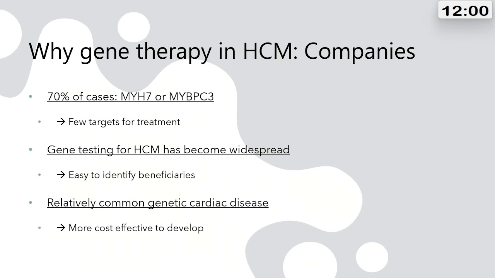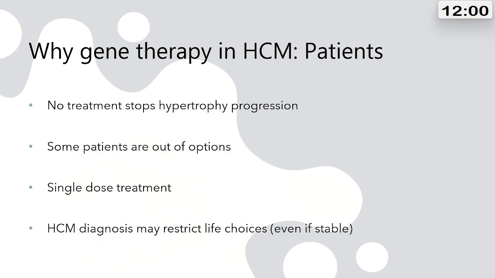Number 2, gene testing for HCM is now widespread. Even here in Egypt, a developing country, we already have gene testing in Aswan Heart Center, and we do this for all HCM patients. So it's easy to identify who will benefit and link them to the treatment program. And HCM is not some obscure disease that's very rare, 1 in a million. It's a 1 in 200 prevalence in the population. So it's much more cost effective to develop gene therapy for this disease.